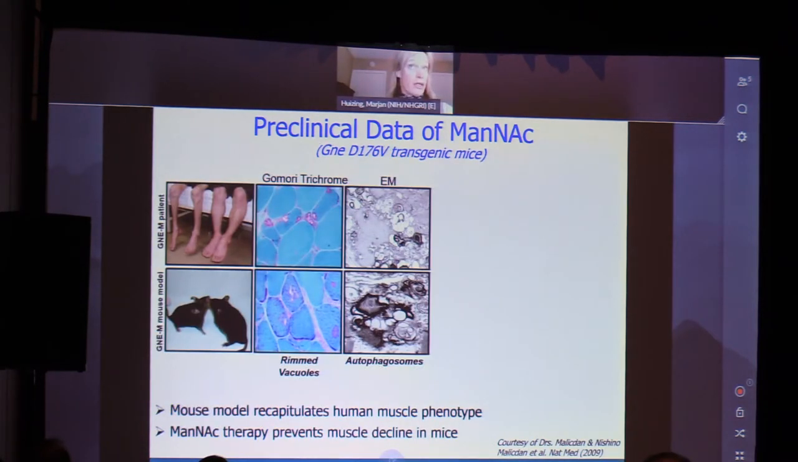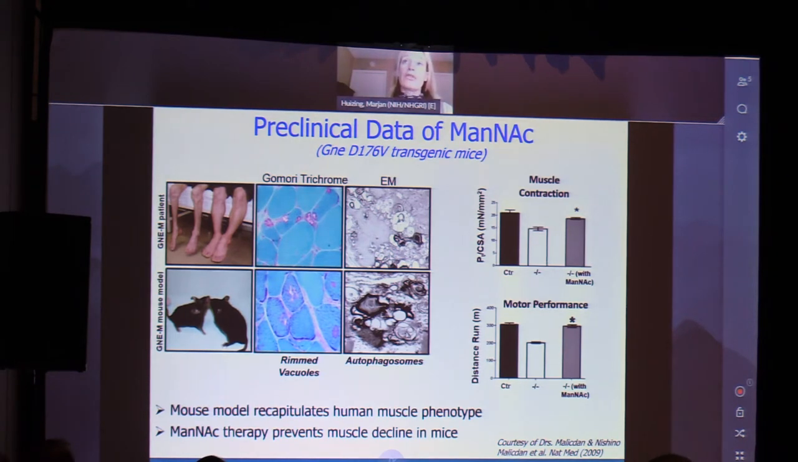Similar results have been shown in another mouse model with a Japanese mutation of GNE myopathy by Dr. Nishino's group, where the mice show similar rimmed vacuoles in the muscle as humans and a similar aggregate on electron microscopy. Compared to control mice, the muscle contraction and muscle performance in mutant mice are reduced, but after ManNAc therapy, both muscle contraction and motor performance increase into the normal range, indicating that ManNAc can also functionally help this disease, at least in mice. Based on these mouse results and previous preclinical results, at NIH we pursued ManNAc as a therapy for GNE myopathy.